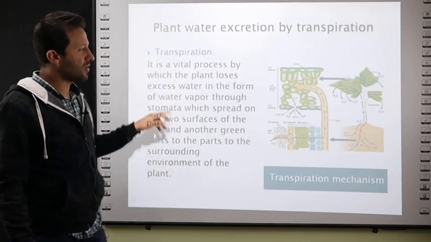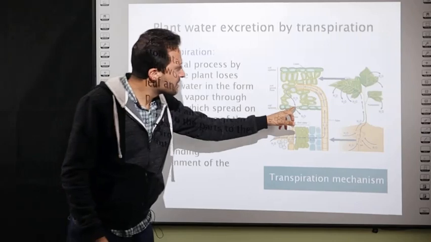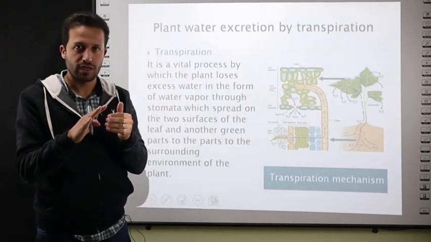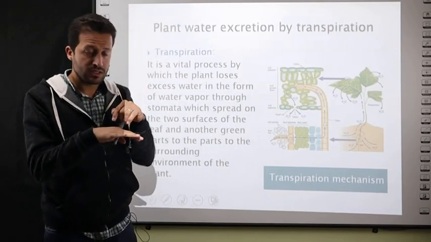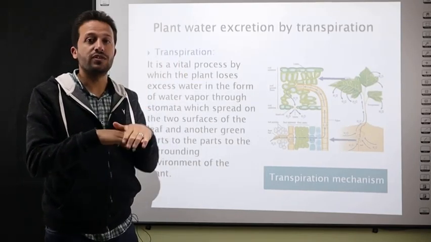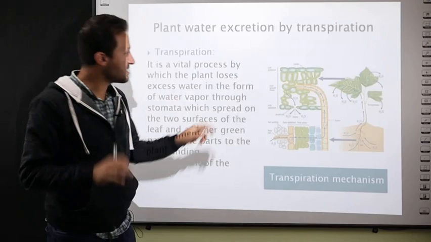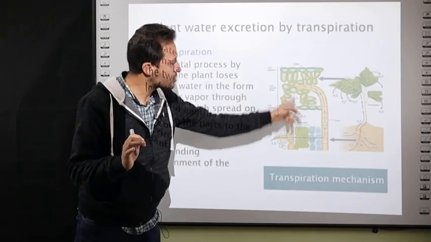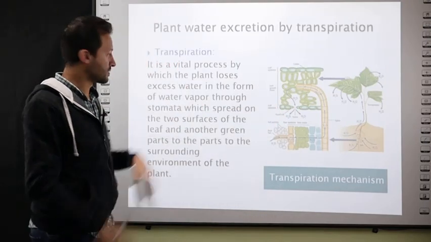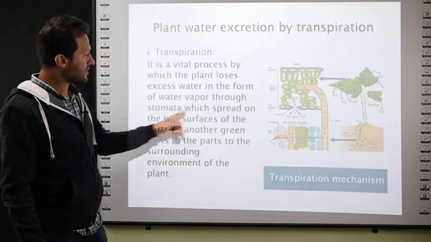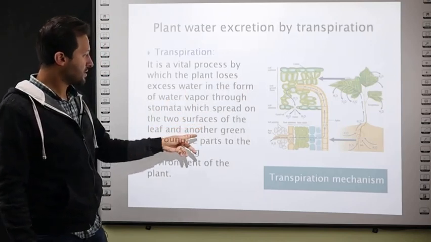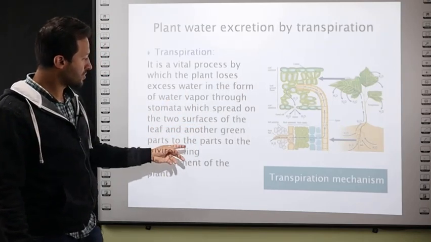Through stomata. What is stomata? Stomata are small pores found in leaves. Okay? If we look at the surface of leaves under the microscope, we will see small pores called stomata. And through stomata, water vapor comes out. So stomata are spread on the two surfaces of the leaf and other green parts of the plant.